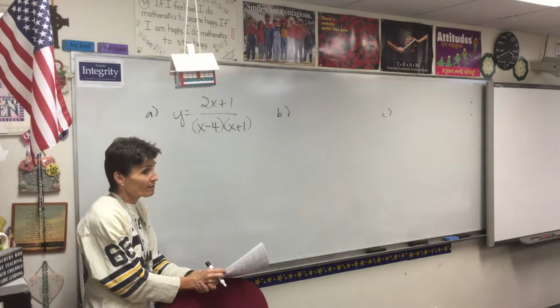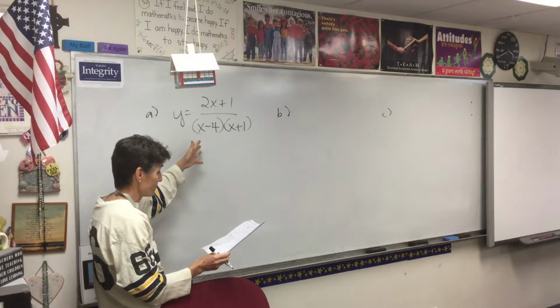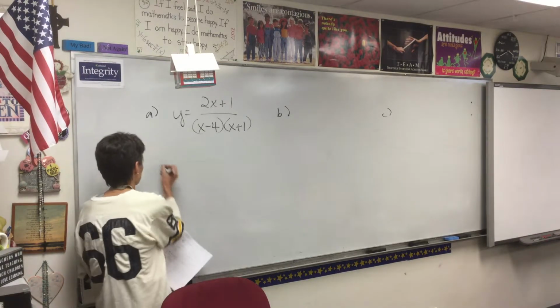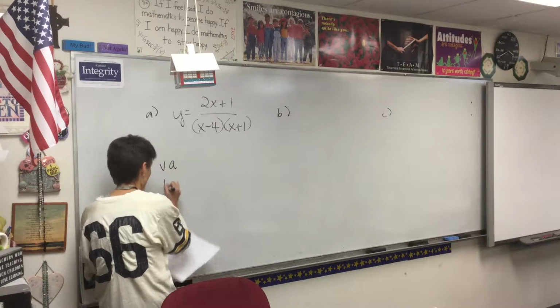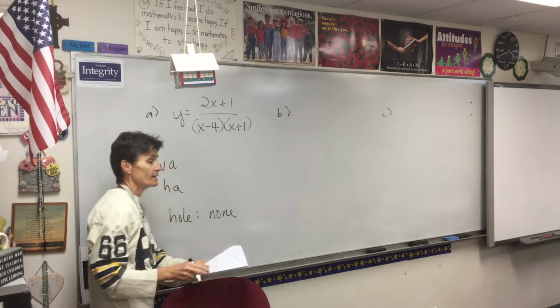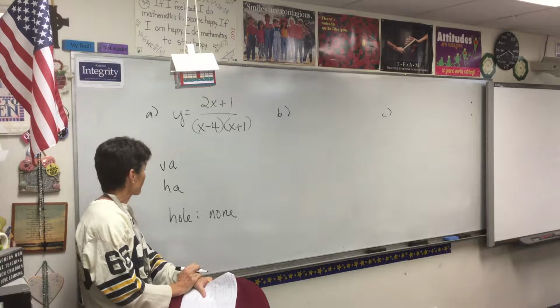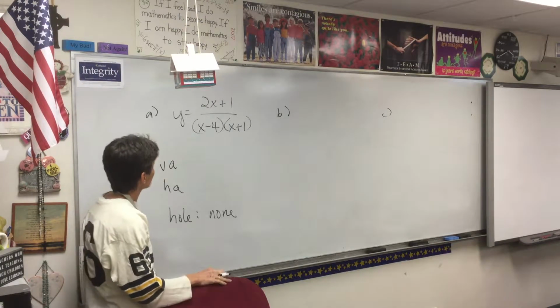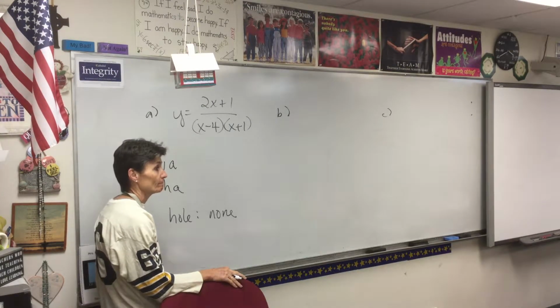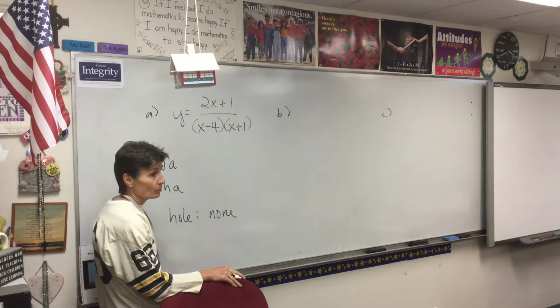And why would I maybe want to factor in a problem like this? In case it cancels. That's right. Now, nothing does, so it didn't hurt me to factor, but there just aren't going to be any holes. So I've got vertical asymptotes, horizontal asymptotes, and holes, and there aren't any. So I write the word none in the answer blank. If there aren't any, write none. Do we have any asymptotes in this problem, though? Yes, we have 2 vertical asymptotes.